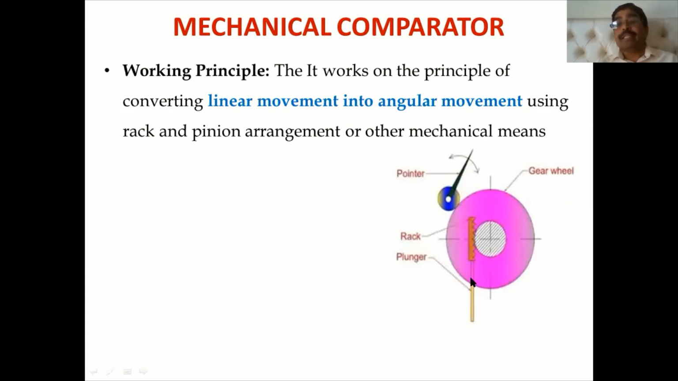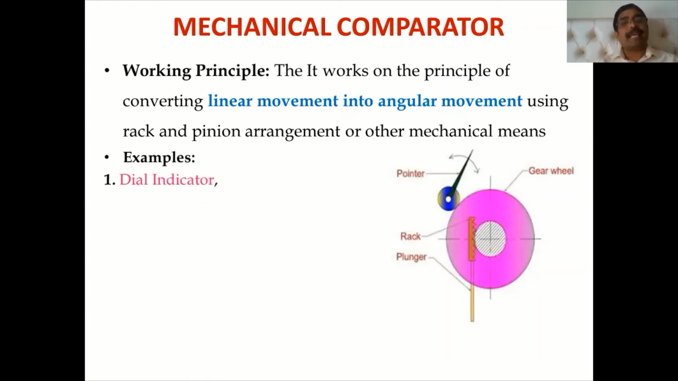When there is a linear movement of this plunger, it moves up and down. And as you know that the rack is connected with the gear, naturally the gear will try to rotate. Means angular movement has taken place, and this angular movement is transferred to the pointer over the scale. Means linear movement of the plunger is converted into the angular movement of this pointer. So this is only possible due to the rack and pinion mechanism, especially in the dial indicators also.